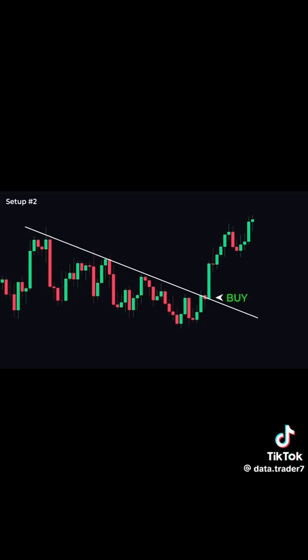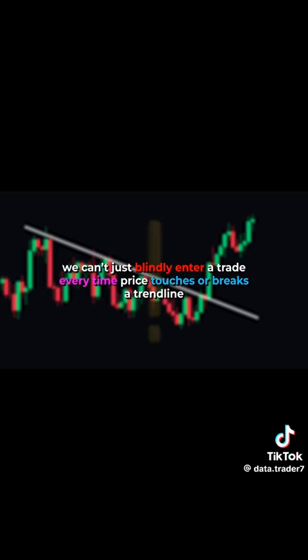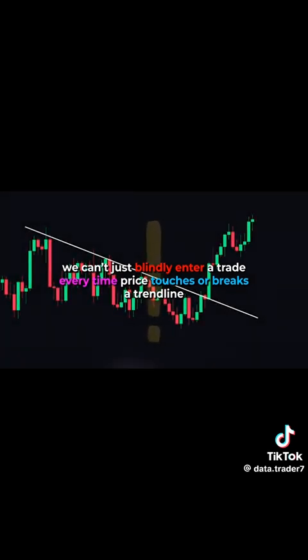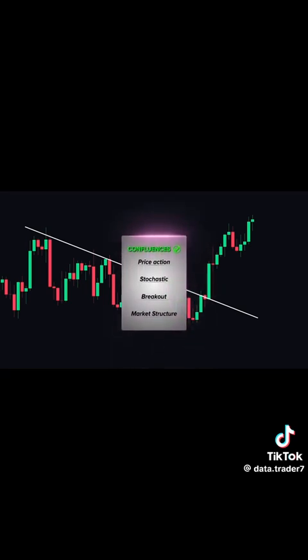a possible buy trade. But keep in mind, the examples I showed you are just ideal scenarios. In real trading, we can't just blindly enter a trade every time price touches or breaks a trend line, because these patterns rarely work by themselves. We need to combine other concepts, such as price action, to increase our chances of getting successful trades, which we'll get into later in the video.